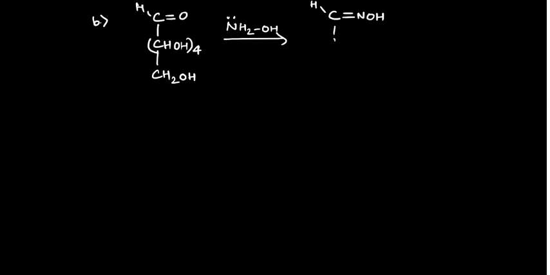Okay. So what is this form? We started with the carbonyl C double bond O. Now we are getting C double bond NOH. This is nothing but an oxime. So this oxime formation also proves that a carbonyl group is present in glucose, right? Now what about the third one?